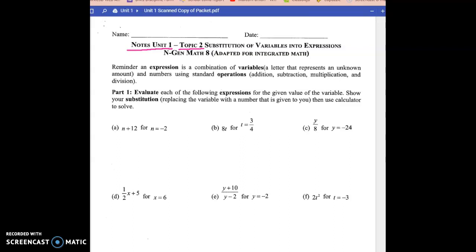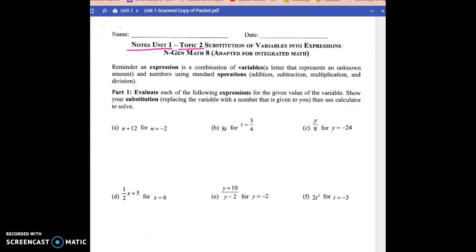And what this is, I'm just going to go through the top here. It says a reminder, an expression is a combination of variables. Remember, variables are letters that represent an unknown amount, and numbers using standard operations. And your operations are addition, subtraction, multiplication, division. Part 1 asks us to evaluate, or in other words, to solve and figure out what we get for an answer for that expression when we take the expression and given a value for the variable.